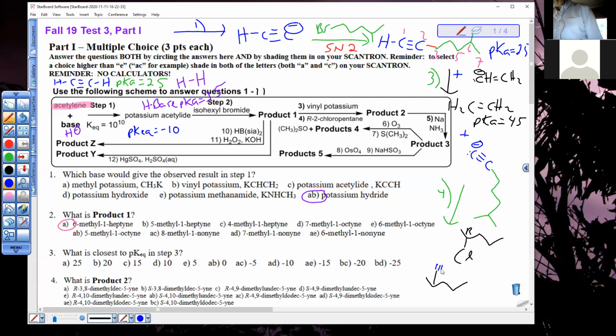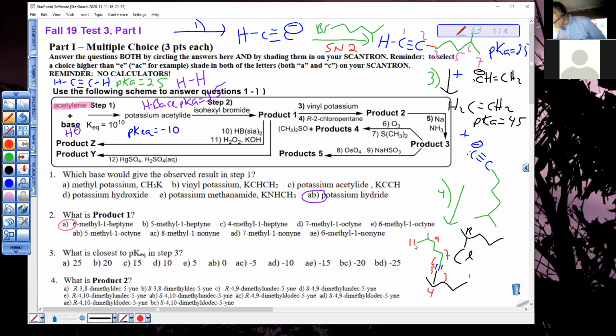7 carbon chain starting with the first alkyne carbon. 1, 2, 3, 4, 5, 6, 7 with a V. Now, what's the longest chain with the alkyne on the lowest possible number? I don't know. I better figure it out. 1, 3, 4. Methyl on 4. 5, 6, 7, 9, 10, 11. So 4,11 dimethyl. That might even give us the answer.